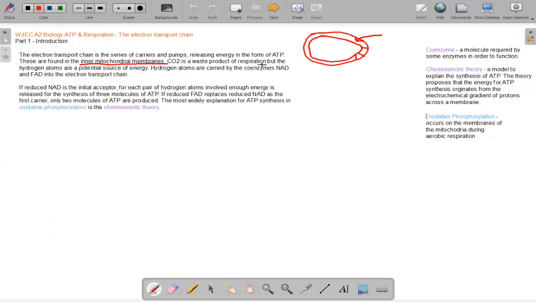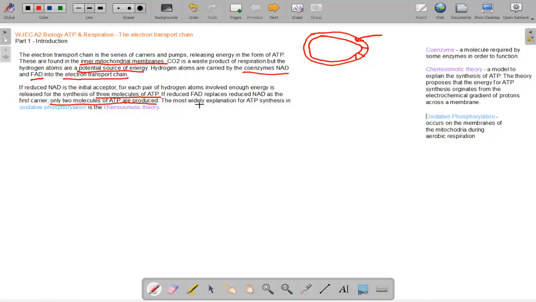CO2 is a waste product of respiration, but the hydrogen atoms are a potential source of energy. Hydrogen atoms are carried by the coenzymes NAD and FAD into the electron transport chain. If reduced, NAD is the initial acceptor. For each pair of hydrogen atoms involved, enough energy is released for the synthesis of 3 molecules of ATP. If reduced, FAD replaces reduced NAD as the first carrier. Only 2 molecules of ATP are produced.